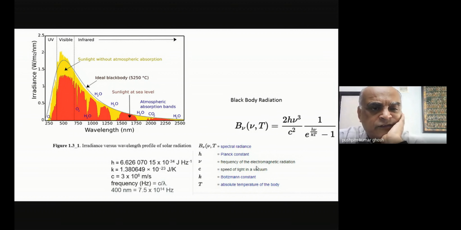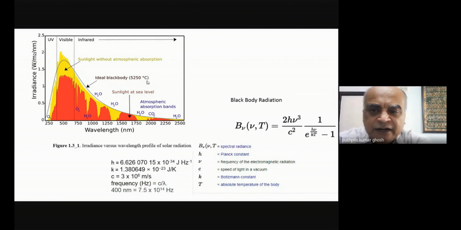Now, what is really happening in the sun is that the outer part of the sun, which is radiating energy, has a temperature of something like 5,250 degrees centigrade. Any such body you can treat as if it's a black body, which is radiating energy.